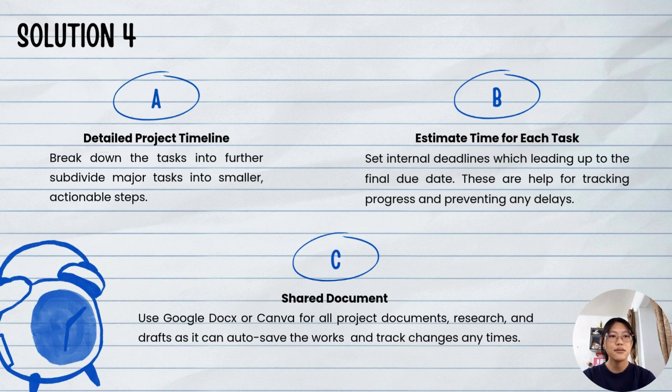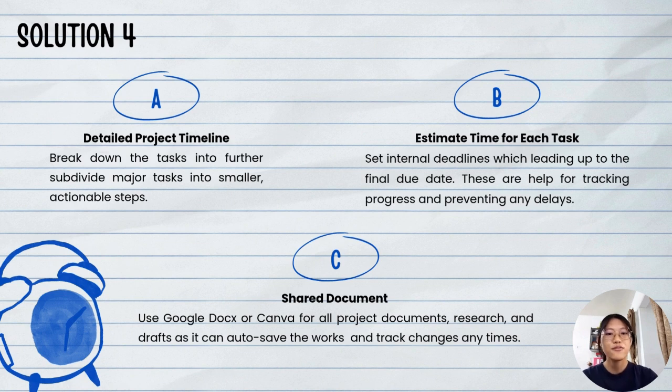Besides, we need to estimate time for each task. This isn't just about setting a final due date, it's about establishing internal deadlines for each of those smaller, actionable steps we just discussed. These internal deadlines are important for tracking our progress in real time and, more importantly, for identifying and preventing any potential delays before they impact the overall project timeline. This proactive approach will help us stay on schedule.